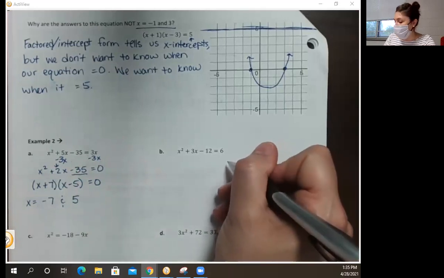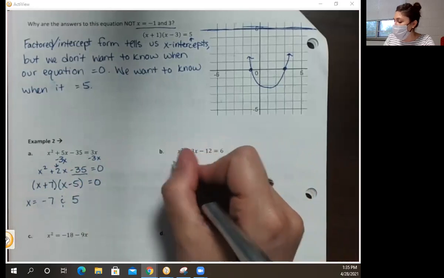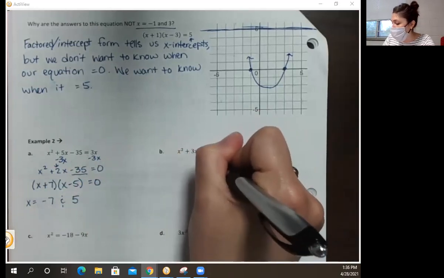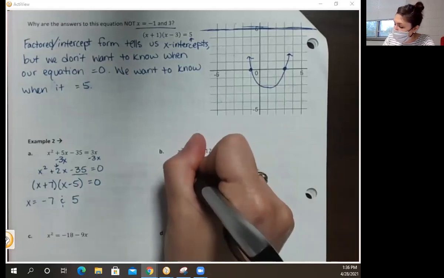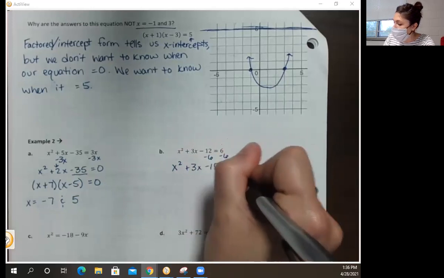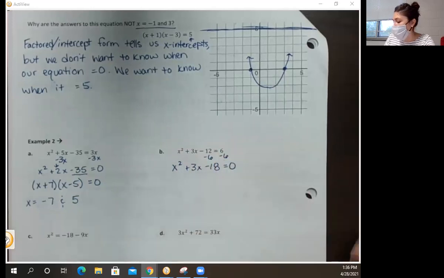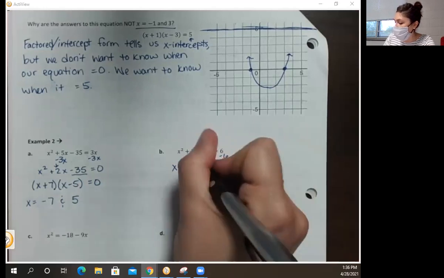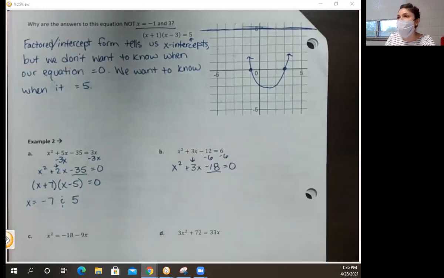Let's take a look at B. I need everything on the same side equal to 0. So that means I need to move this 6 over. So I have x squared plus 3x minus 18 equals 0. So factors of -18 that would add to 3. Find your factored form.